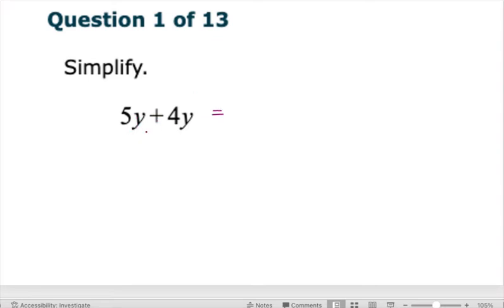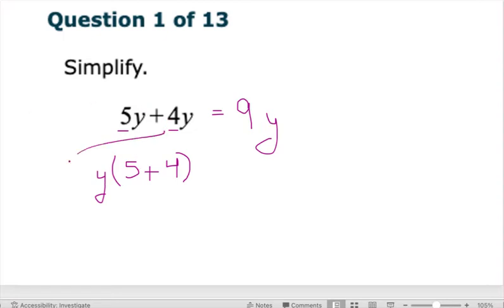When we have the same variable, we just add the coefficients together to get 9y. The reason we can do that is because we can pull out the y to the front and factor out the y, and we would get 5 plus 4, which would be 9y. You don't have to do this, but it is why this winds up being 9y.